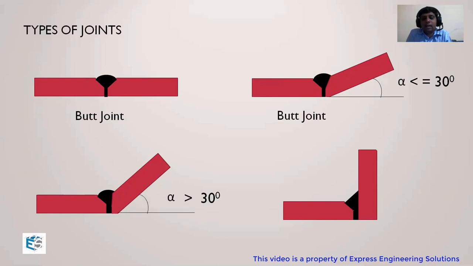Now, if this angle alpha is more than 30 degree, then it will fall under the category of angle joint. And the last one, which has an approximate angle of 90 degree, will fall under the category of corner joint. So these are the definitions. This is how we have to read the code, understand the code, and apply it ourselves.